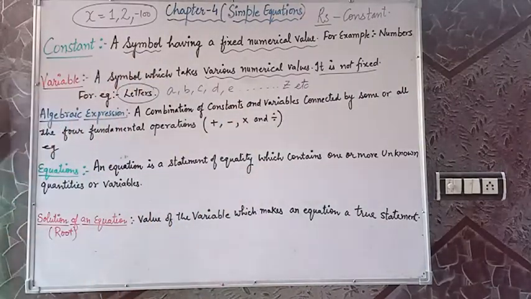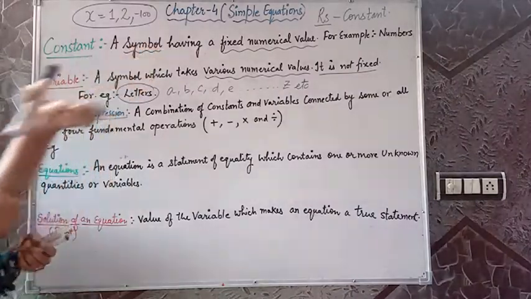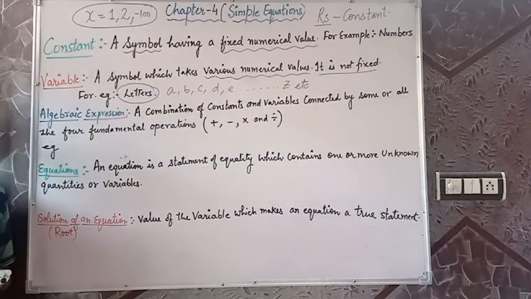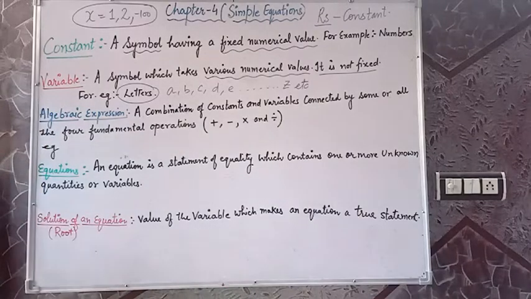A variable is one whose value keeps on changing. Can you tell me an example of a variable? Prices of petrol. Variable. Its value keeps on changing. The value of many items keeps on changing. Variable. Clear? Next, algebraic expression.